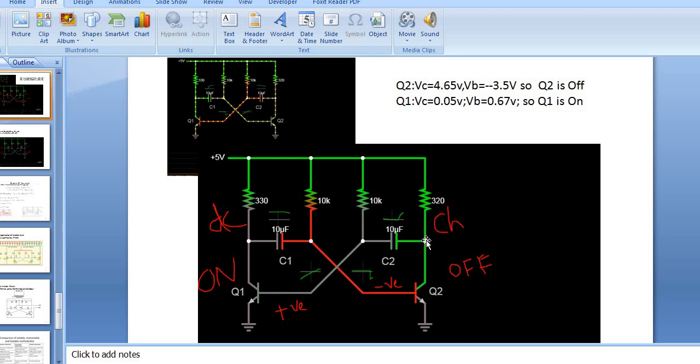If it is off, here we have 5 volts, that's why this capacitor charges. In a similar fashion, look here, at the base we have a positive voltage of 0.67, that's why Q1 is on. If Q1 is on, the collector is connected to ground. Why? Because it is operating in saturation mode, that's why it is 0. 0 means this capacitor is discharging. Now look at the second case. In the first case, Q2 is off, Q1 is on. C2 is charging, C1 is discharging.